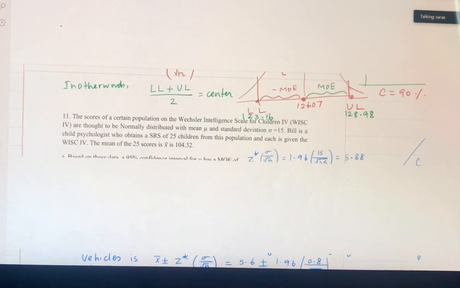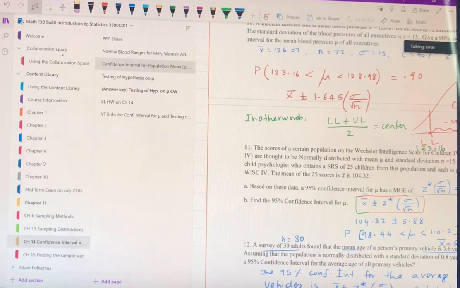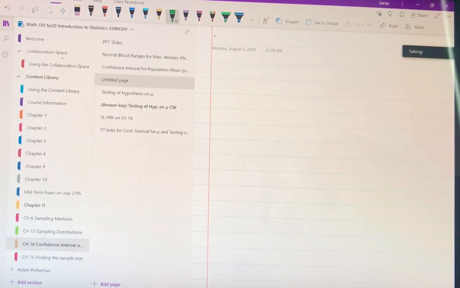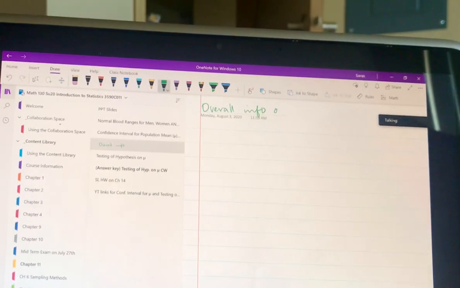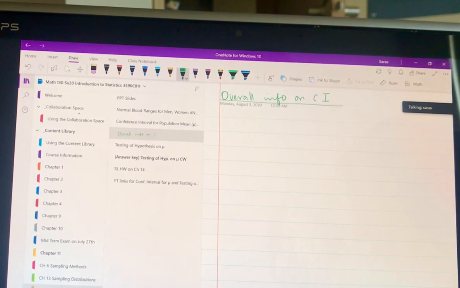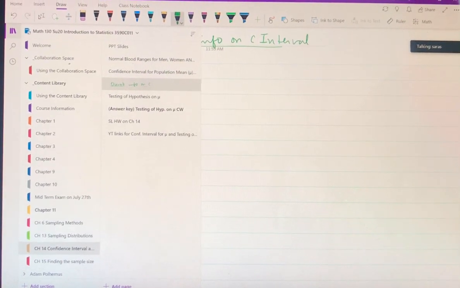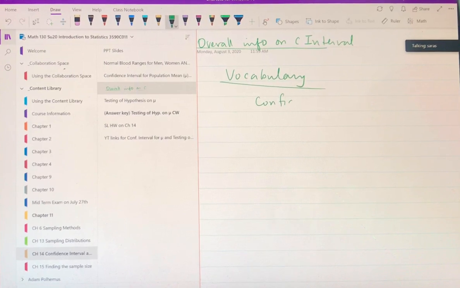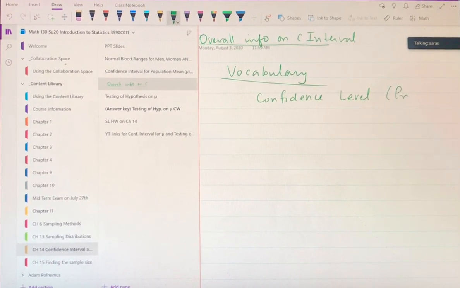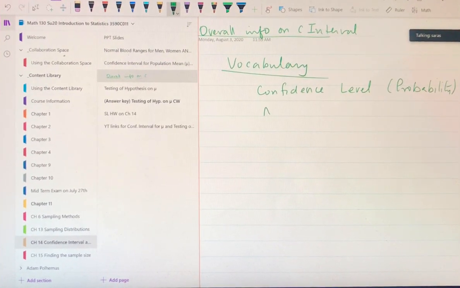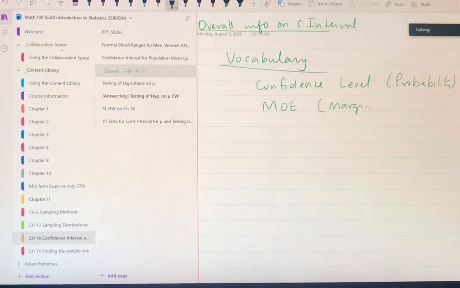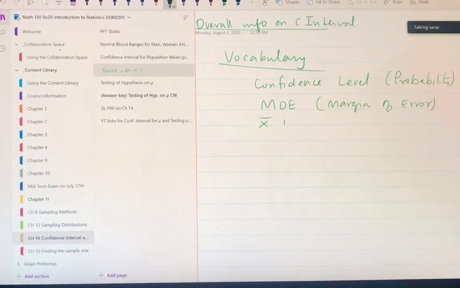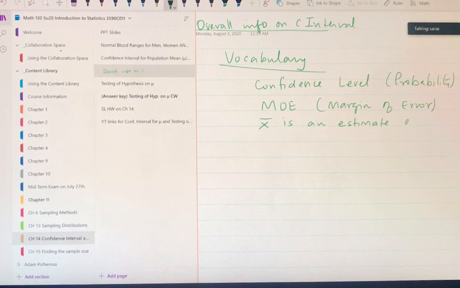So in a nutshell, just for 2 minutes, okay? What we have seen here is the overall information on the confidence interval. The confidence interval or confidence limits, okay? So the vocabulary is going to be your confidence level, which is nothing but your probability. And then you have the margin of error. That's a new term, margin of error, which is going to be on either side from the center. And then X bar is an estimate of mu, which is the same as the center.